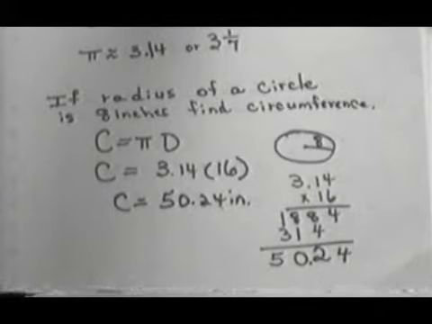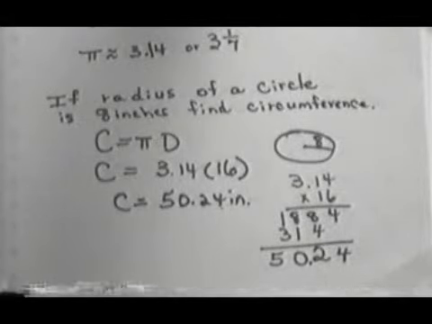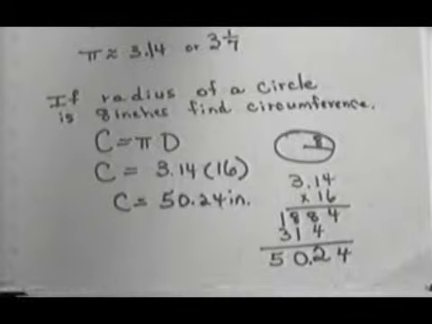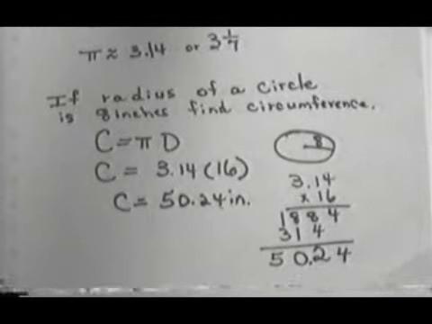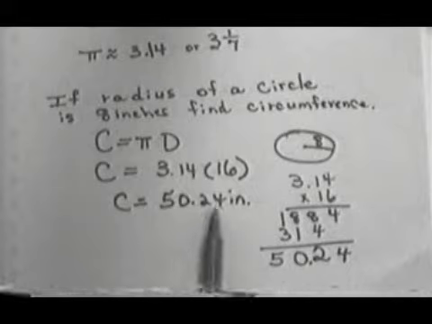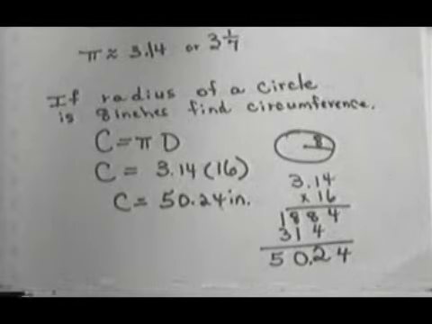So what we'd be saying is if we had a pizza that had a radius of 8 inches, and we took a piece of string or a tape measure and put it around the outside of the pizza, we'd have to use 50 inches on the tape measure to go all the way around the outside of the pizza, and to go a little bit farther. It's 50 inches and 24 hundredths of another inch.